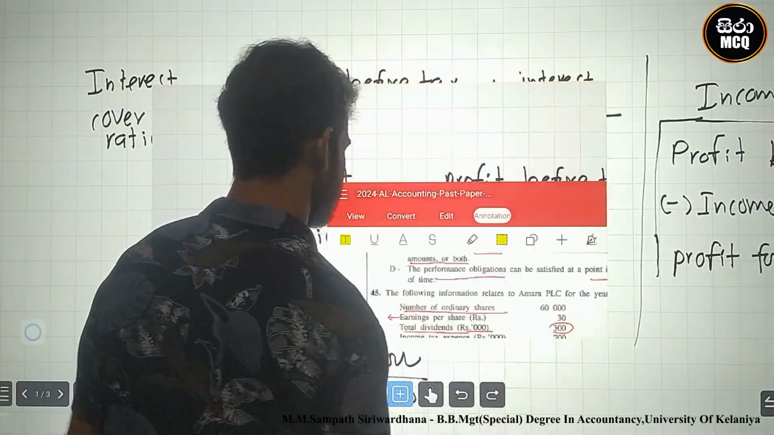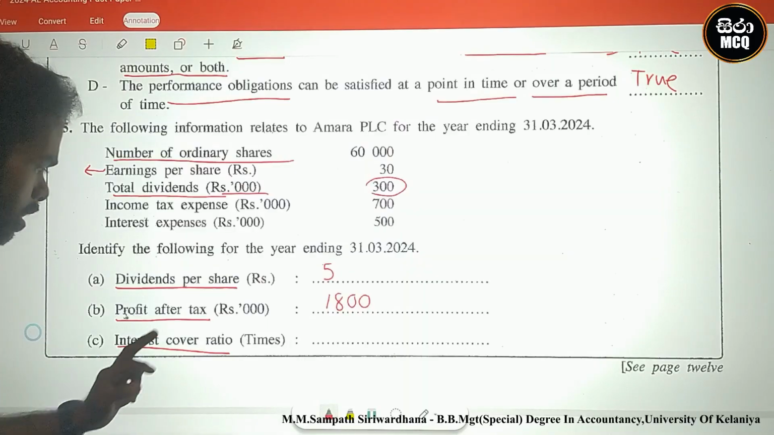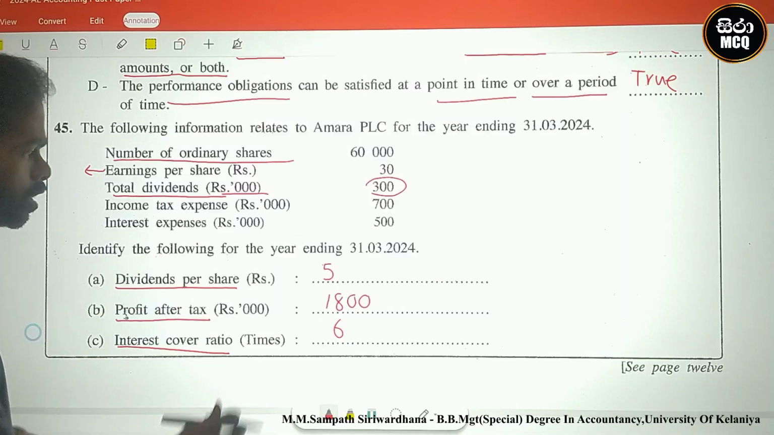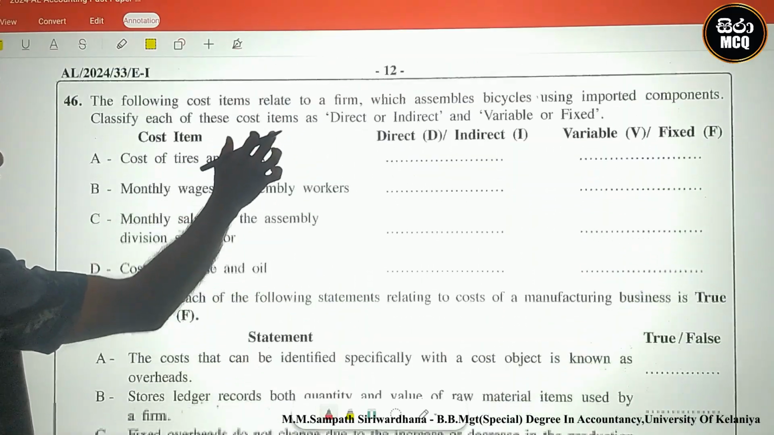Therefore, the interest cover ratio is 6 times. Okay, this is the answer for question number 45.